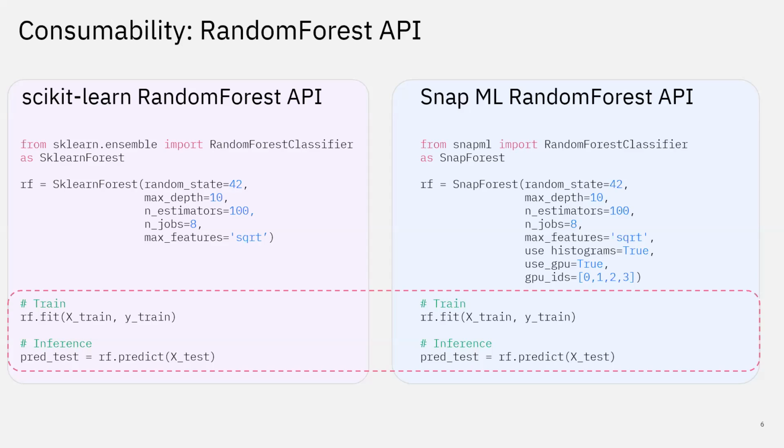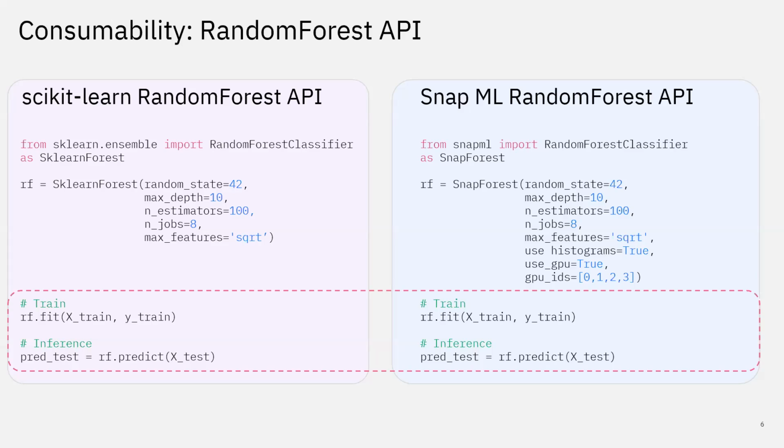So you see, aside from the import, things look very similar. We have mostly the same parameters as scikit-learn: random state, max depth, n estimators, n jobs, max features. But we have some additional ones. Use histograms is an optimization that splits each node using histogram statistics instead of searching through all of the possible values, which can bring a lot of acceleration, as well as use GPU and GPU IDs, which tell SnapML whether it should use the GPU or not, and then how many GPUs to use and which IDs it should use.